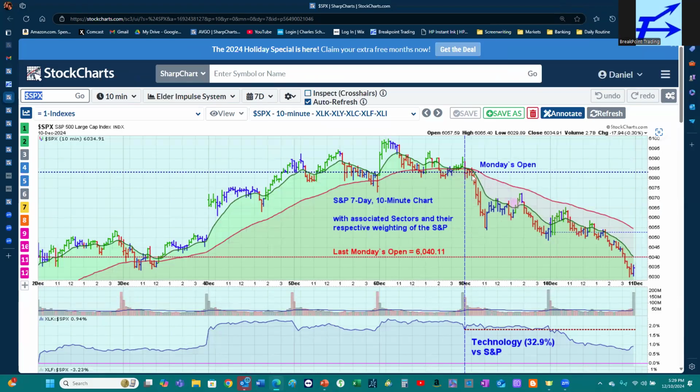There you can see the sell-off. So Monday went down. Tuesday we started higher but went down. So we're now below last Monday's open. So the market continues to go lower.